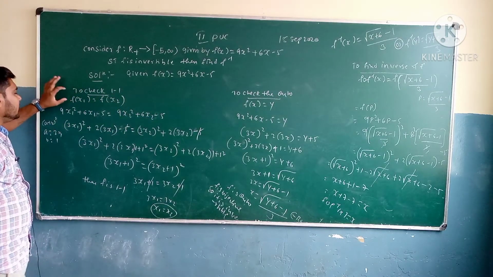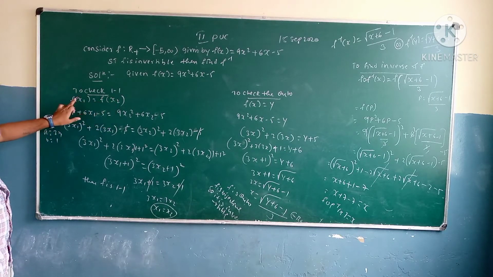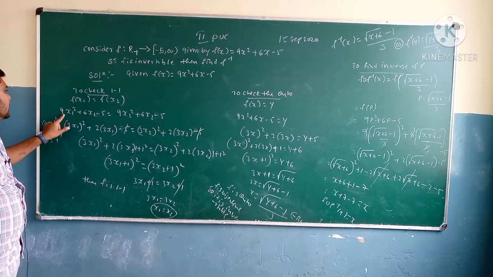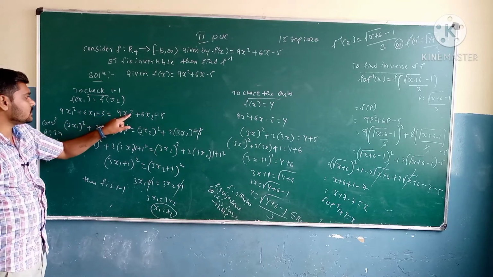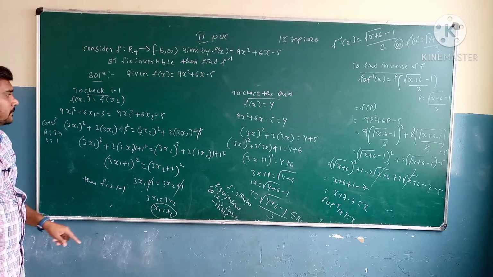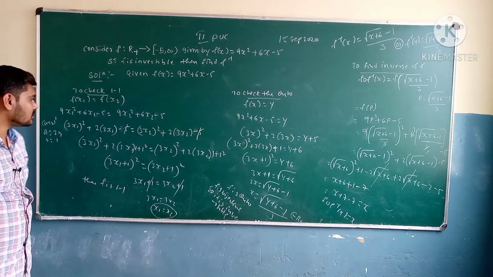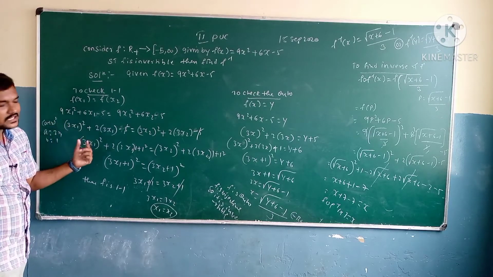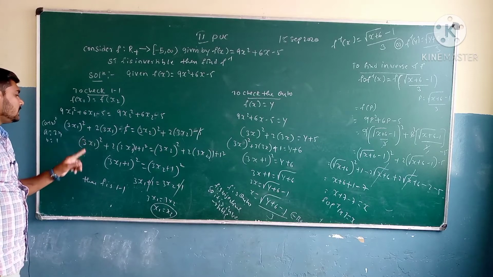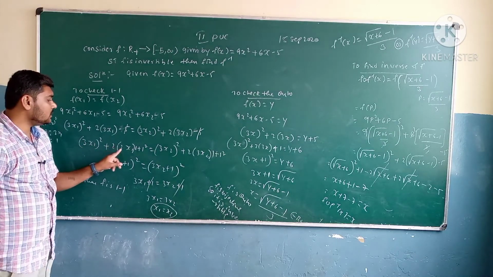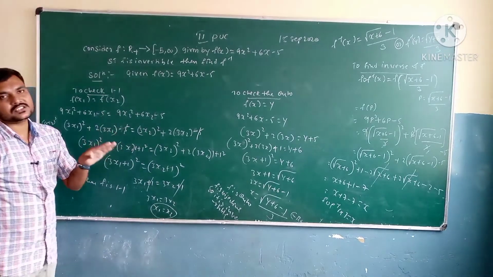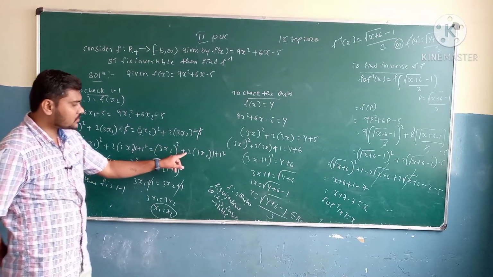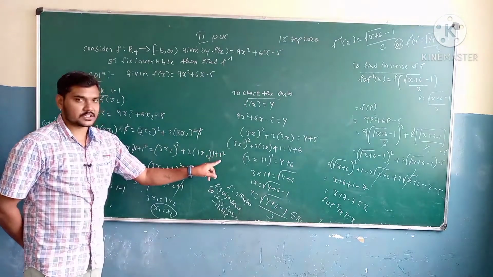To check the one-one function we need to take f of x1 equal to f of x2. In the place of x, we just substitute x1. That's going to be 9x1 square plus 6x1 minus 5 is equal to 9x2 square plus 6x2 minus 5. Here the minus 5 and minus 5 cancel on both sides. So that's going to be 3x1 square, because of the square I take 3 also inside the square, plus 2 into 3x1 into 1, because the 1 is going to multiply every term, plus 1 square. Similarly, 3x2 square plus 2 into 3x2 plus 1 square.